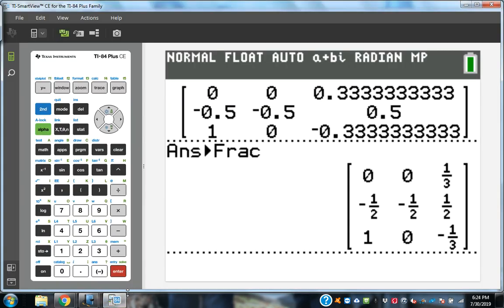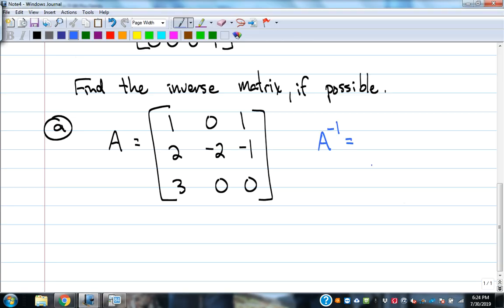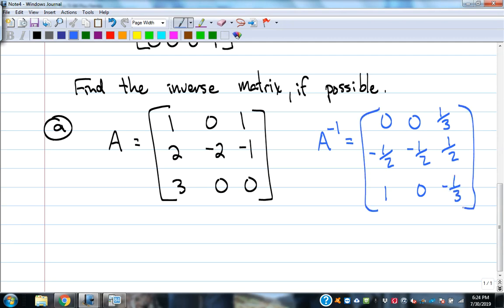0, 0, 1/3. -1/2, -1/2, +1/2, 1, 0, -1/3. A lot of fractions in that. Sometimes there are fractions in it. Sometimes there are not. A lot of times there are, though.